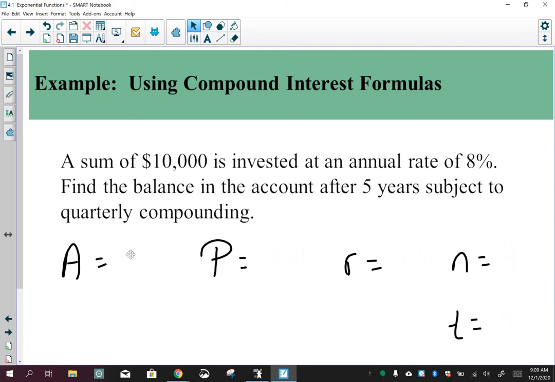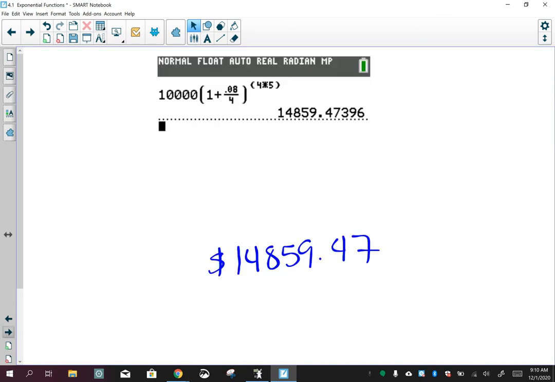So the A is what we're going to be looking for. Your P is the 10,000 that you're investing. Your R, remember, it's 8%, but when you write your R, it's 0.08. Your N is quarterly compounding, so quarterly means 4, and your time is 5 years. Now you take all this information and simply plug it into your formula to get your answer. So after 5 years, you should have roughly about $14,859.47.